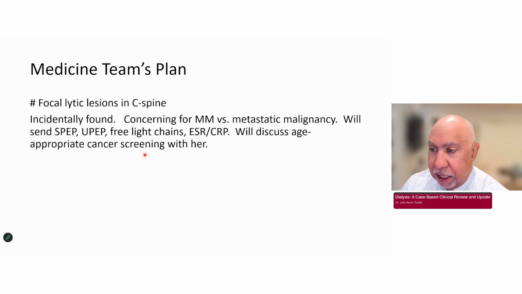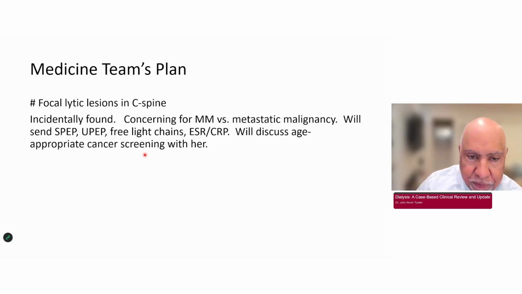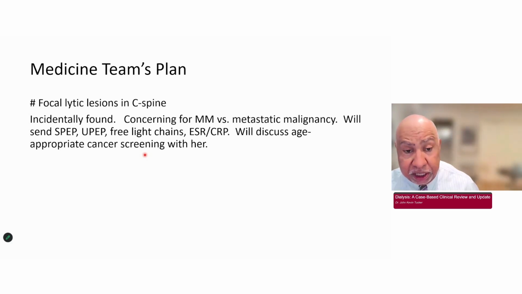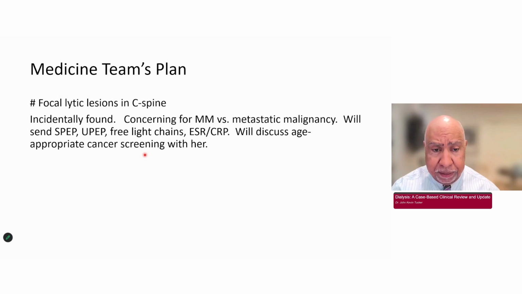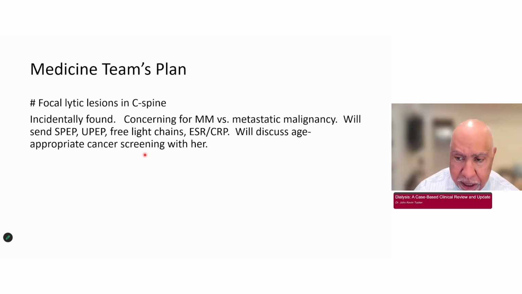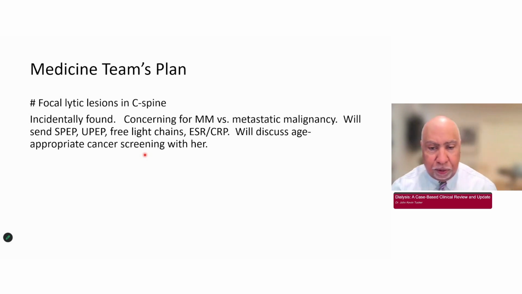So this is taken directly from the medicine team's note. They note that she had these focal lytic lesions in her C-spine, incidentally found, concerning for multiple myeloma versus metastatic malignancy, with an SPEP, UPEP, free light chain, SED rate, CRP, and we'll discuss age-appropriate cancer screening with her. The important thing here is that the medicine team told the patient that she likely had a malignancy.